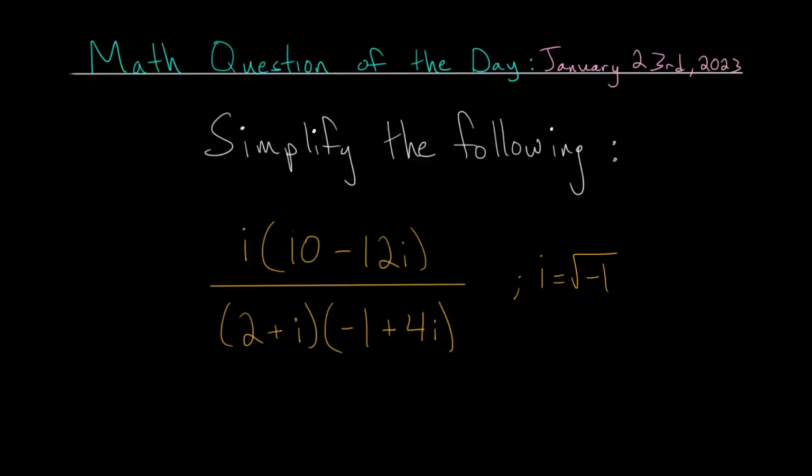In this video, I'd like to talk about the math question of the day for January 23rd, 2023. We need to simplify this expression where we have i showing up in multiple places, and i is just the square root of -1. So we are simplifying a complex number expression dealing with division.